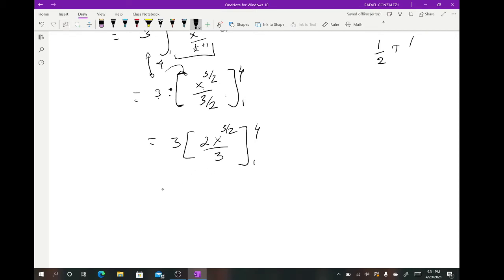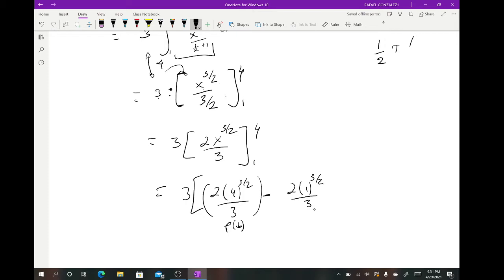So, by the fundamental theorem, this is equal to 2 times 4 to the 3/2 divided by 3 minus, this was again by the fundamental theorem, I add another parenthesis to emphasize, so this is f of b, and then minus 2 times 1 to the 3 over 2 over 3. And this is your f of a. Okay?